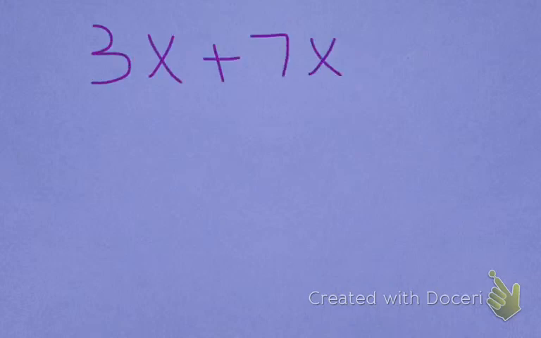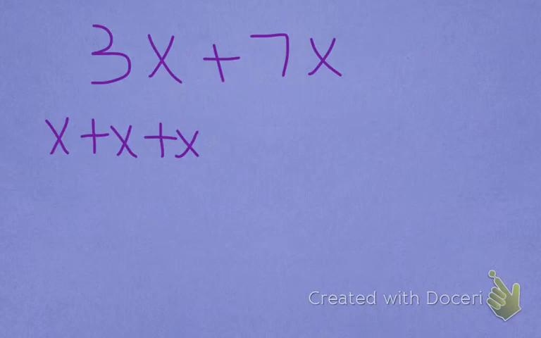We can combine them only if they're alike. So for example, 3x plus 7x, okay? This means I have x plus x plus x. That's what it means. This means I have 7 of them. So if I have 3 of them and 7 of them, how many total do I have? 10. 10 of them. And so all we have to do is just add the coefficients in front.